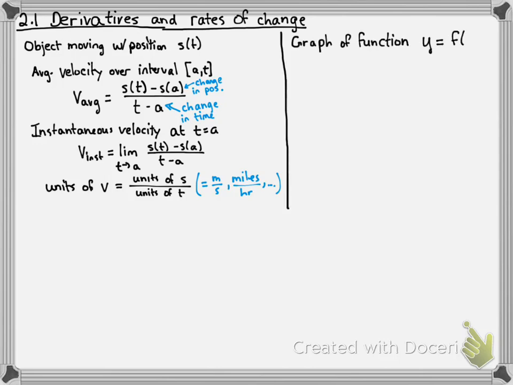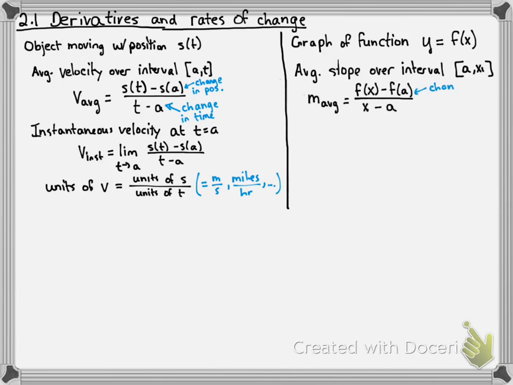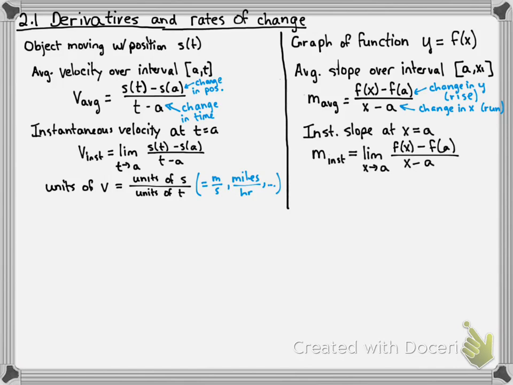Okay? Something else we talked about was how to find the slope of a graph. The average slope of a graph is the change in y over the change in x, or the rise over the run. It looks like that. And the instantaneous slope is just the limit of that quotient as x approaches a. At the point x equals a, this is the instantaneous slope.